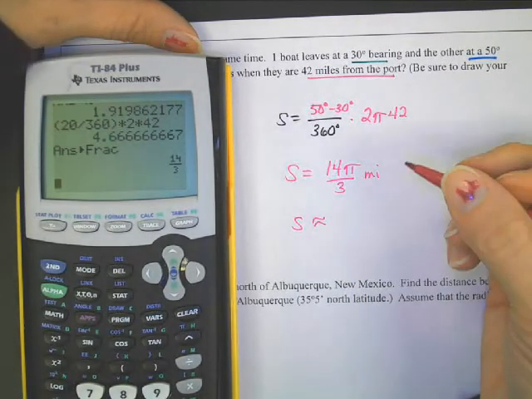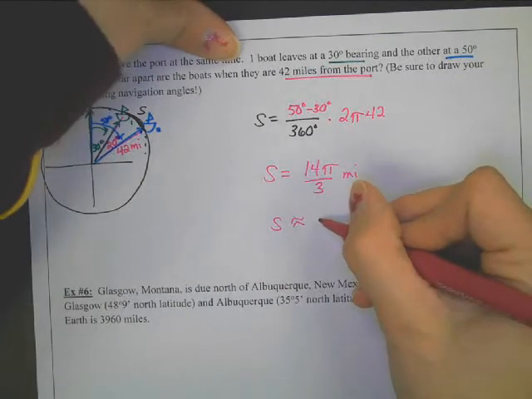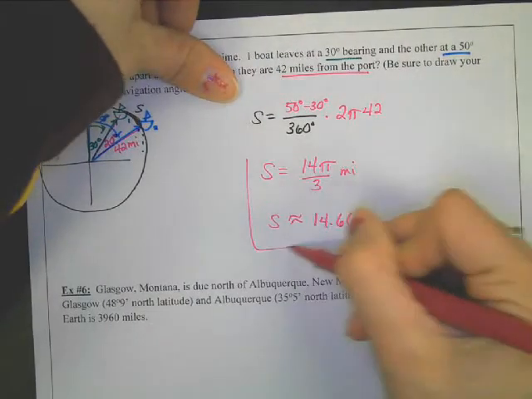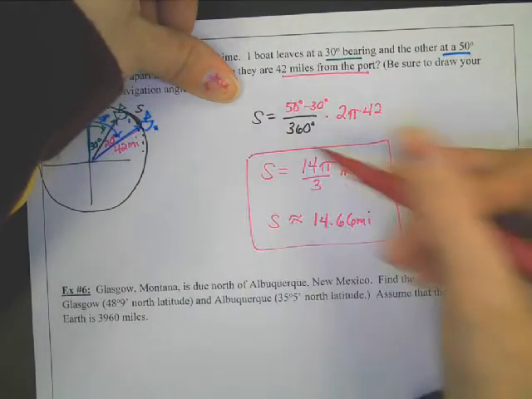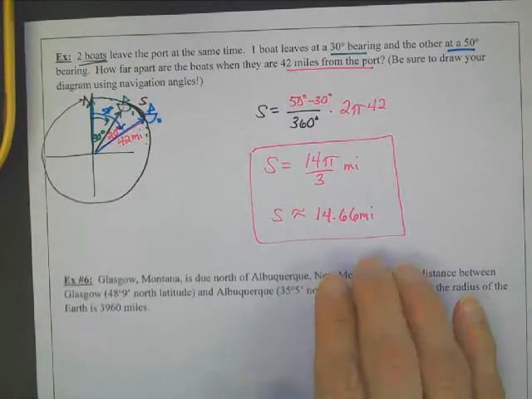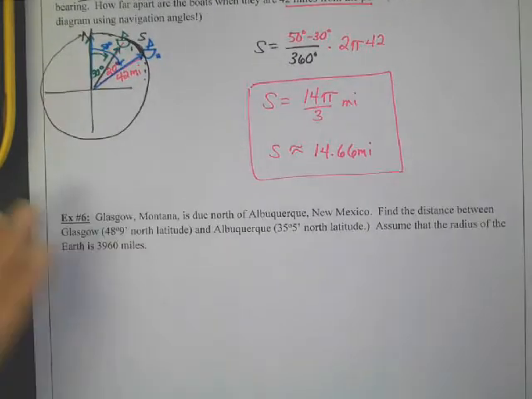Or, if you'd like an approximate answer, go ahead and multiply that by pi. And it makes 14.66 miles. Okay, there's the two different versions. Exact answers are perfect. They're not chopped, but sometimes it makes more sense for people to hear a decimal. They get a better idea of how far it is.